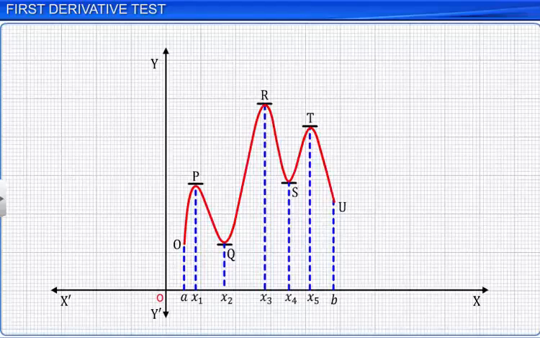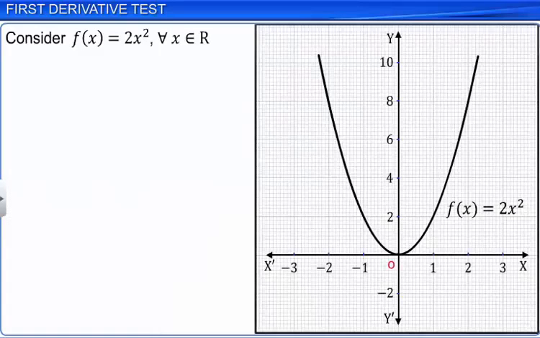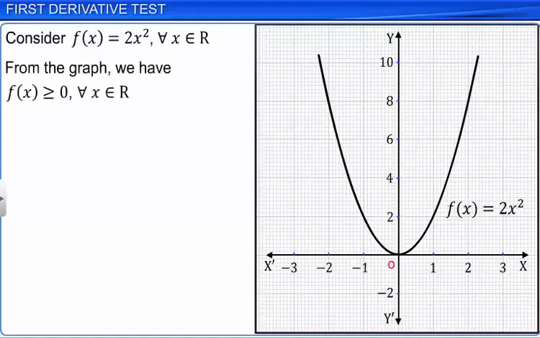In the previous lesson, we exhibited that the graphs of certain functions help us to find the maximum value and the minimum value of those functions. For example, from the graph of f of x is equal to 2x squared, it can be easily deduced that the value of the function f at point 0 is 0, and that the value of the function is always greater than or equal to 0 for all real values of x.